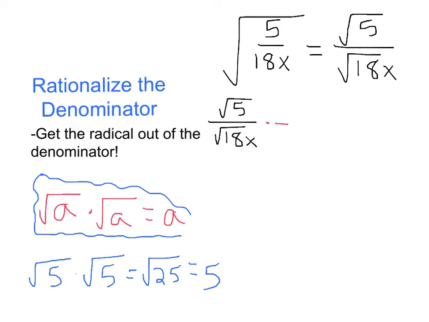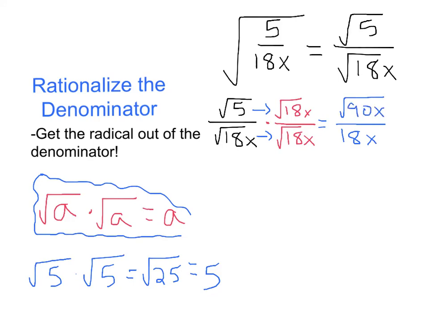So I'm going to multiply by the fraction square root of 18x over the square root of 18x. Can multiply across and multiply across here. So in the denominator I have 18x, and on the top I have the square root of 90x, because 5 times 18 is 90. Now I need to simplify 90. So what factors of 90? Let's think 9 and 10, and 9 is a perfect square, so that will work.